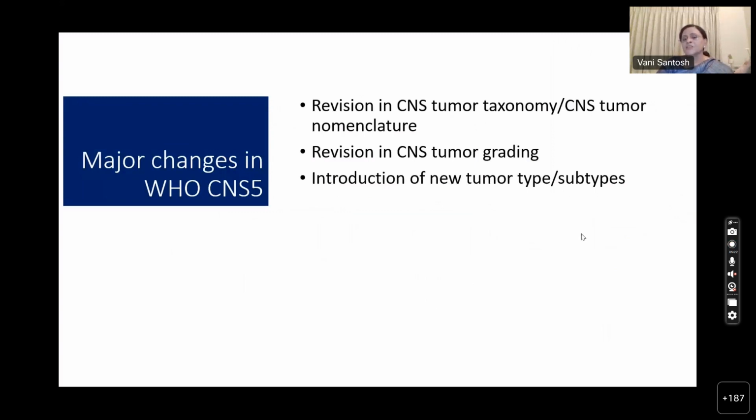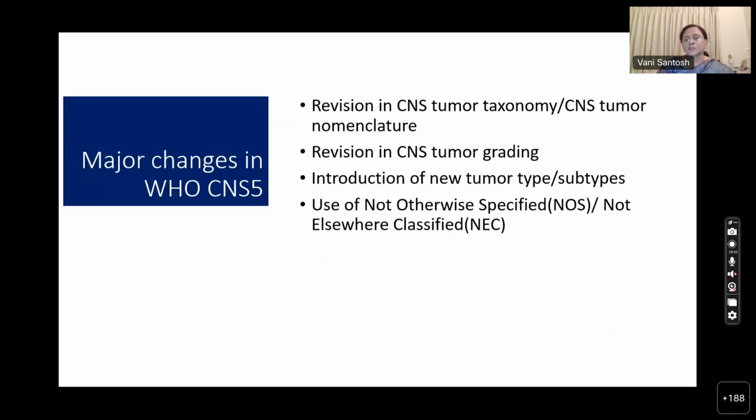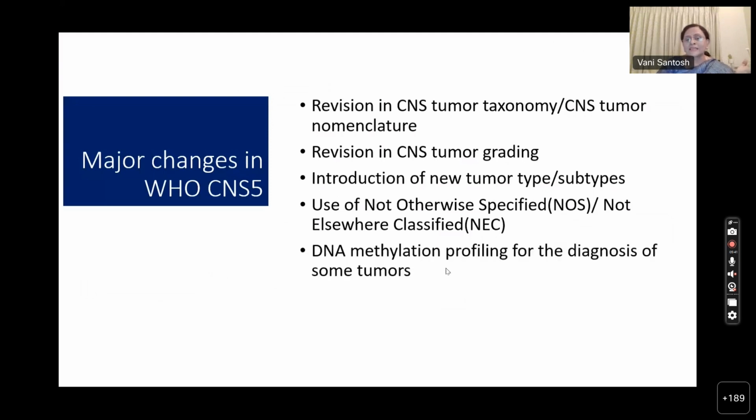There is revision in the CNS tumor grading and introduction of new tumor types and subtypes. Every time a new classification comes out, there will be some new tumor types and subtypes that get introduced. And there is the use of the two terminologies not otherwise specified, NOS, and not elsewhere classified, that is NEC. And the use of a very new high-throughput molecular technique known as DNA methylation profiling that is used for the diagnosis of some of the tumors, and the use of what is known as layered reporting or the integrated diagnosis format.